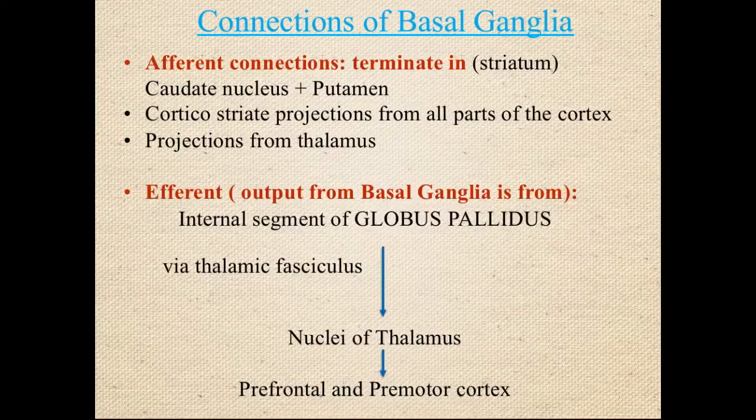activity. Who decides what should be the pattern of the motor activity? What should be the sequence? Caudate nucleus. And who will execute that pattern? That is the putamen. Okay. So, putamen function is to execute the pattern, caudate function is cognitive control of the sequence of those patterns. Okay.